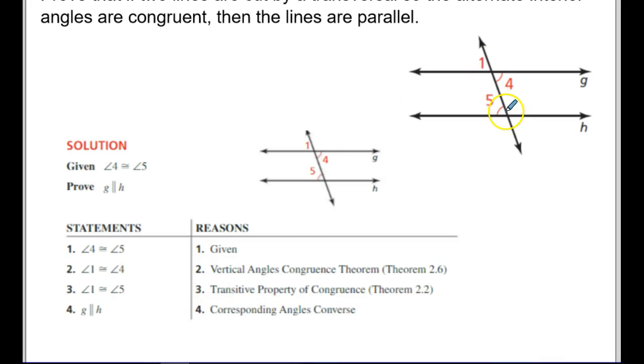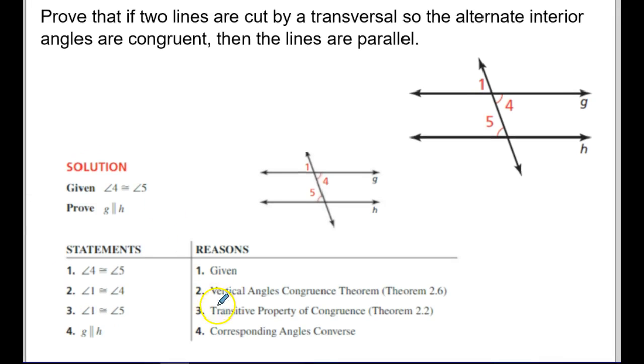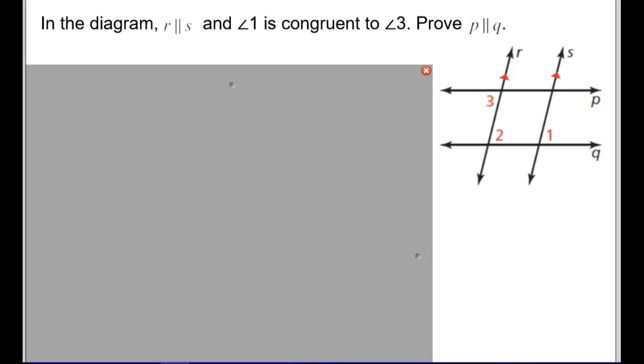Well, so now I see I have angle 1 and angle 5, and these are corresponding angles, so I can use the corresponding angles converse to show that these are parallel. Okay, so I used the corresponding angles converse to prove that the alternate interior angles made my lines parallel. Okay, so here's another proof. So in my diagram, R is parallel to S, and again I'm told that by these arrows.